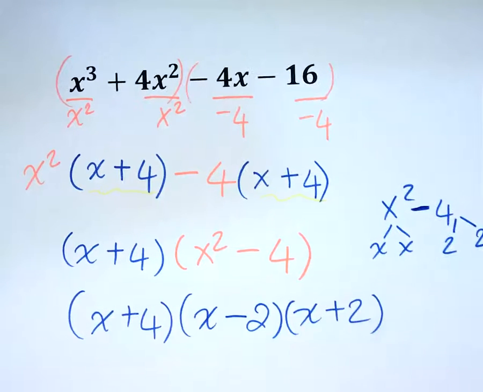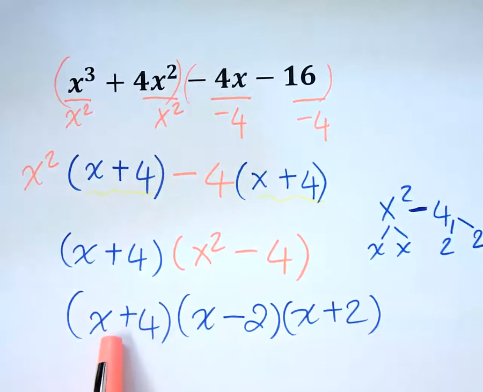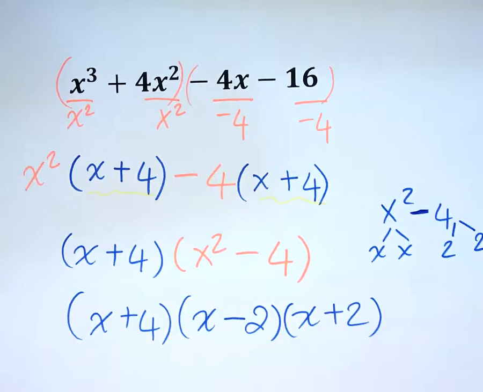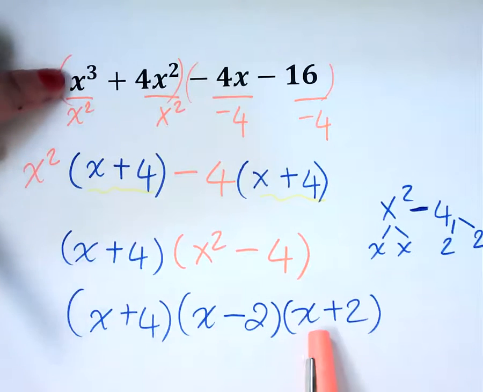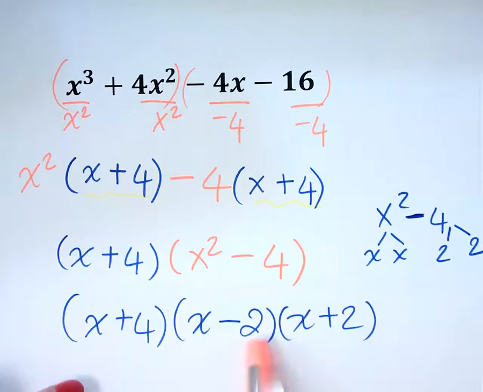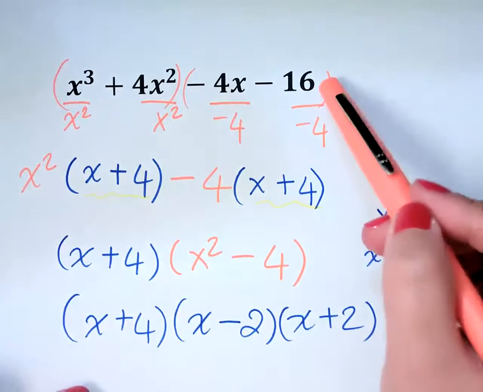There we go. Again, when we get into this step, don't forget to check again on the last answer. X plus 4. Okay, everything is factored out. X minus 2. Everything is factored out. X plus 2 is done. Okay, so you factor out all of this. You can check x times x times x will give you x to the power 3, or x cubed. And all the numbers can give you the last number as well. So 4 times negative 2, that's negative 8. Times 2, that's negative 16.